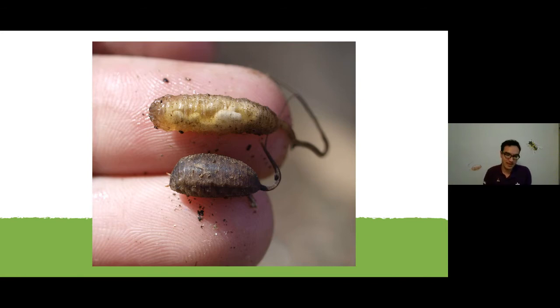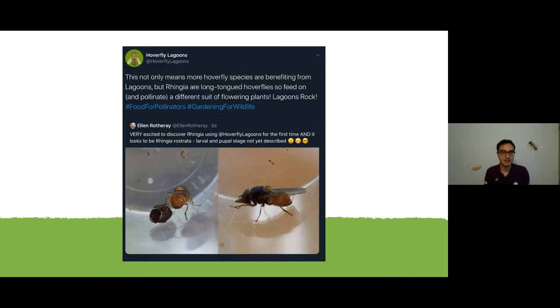So this is, as I said, a really fun project, especially if you've got children, because it's very hands-on, it's a bit messy and a bit smelly, but you get to see the whole life cycle. And it also has revealed lots of new things about hoverflies, such as this species, this fly here, is called Ringia rostrata. And this species, we didn't know its full life cycle.